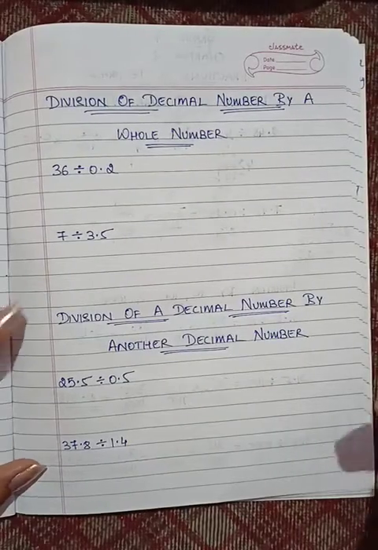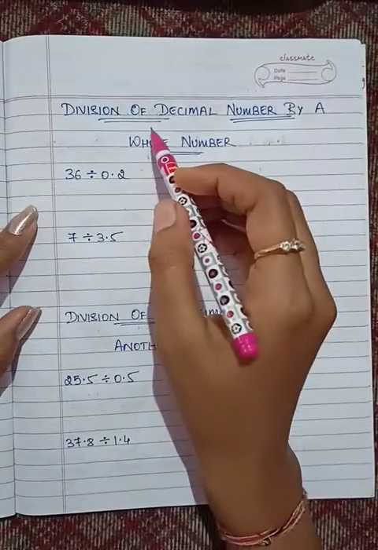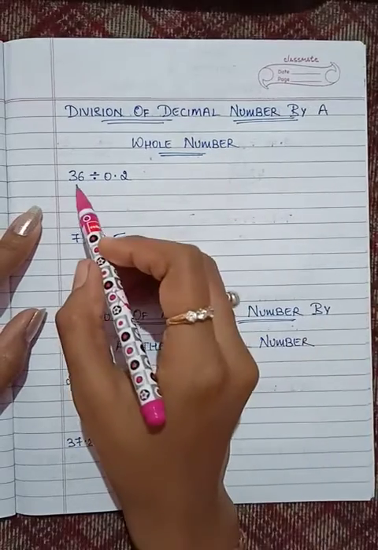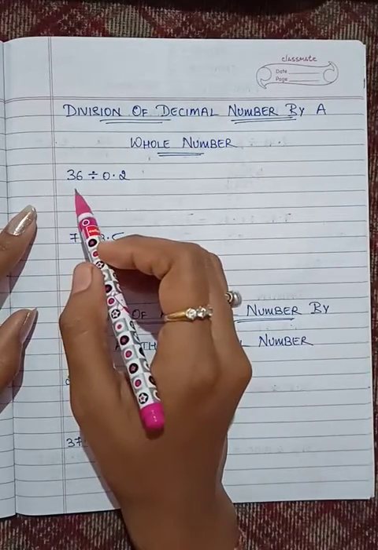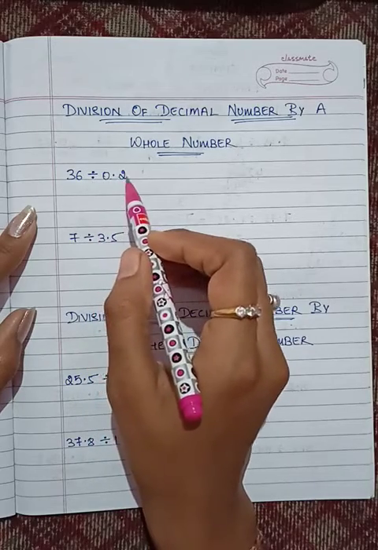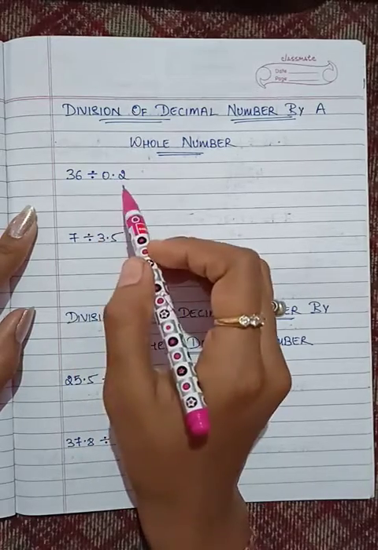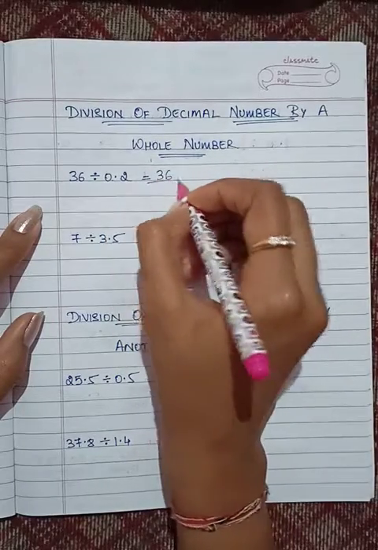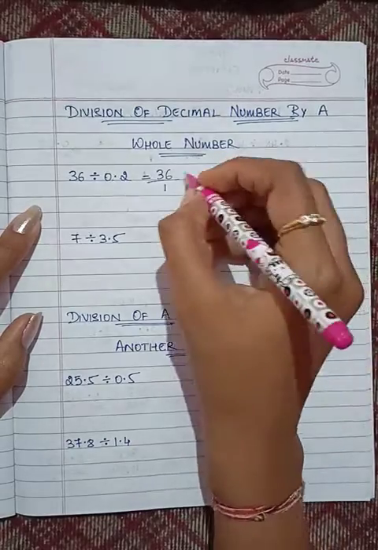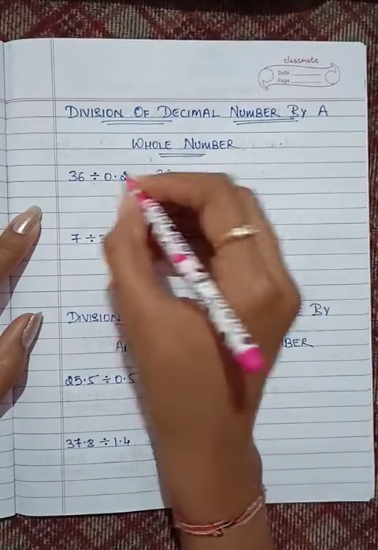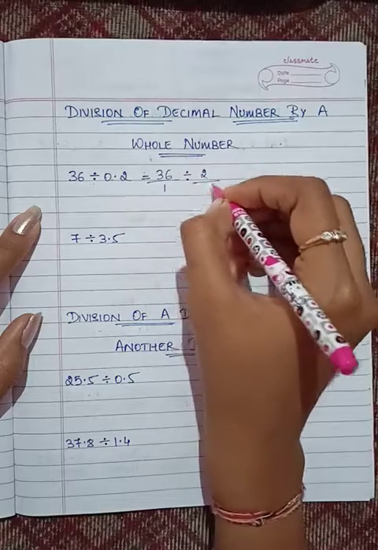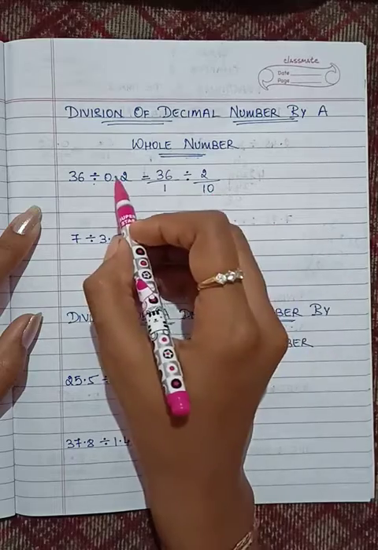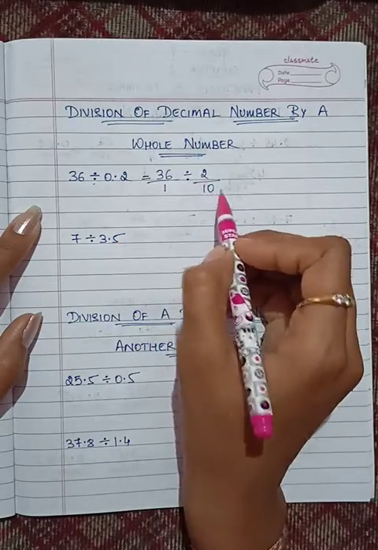Moving on to the next topic, it is division of decimal number by a whole number. So here 36 is a whole number and it has to be divided by 0.2. This is the decimal number. Next step is I write it as 36 by 1 by default divided by the same symbol I am keeping here, 2 by 10. So it is 1, 2. So I have kept it as 10. It is 1s and tenths. So 2 divided by 10.